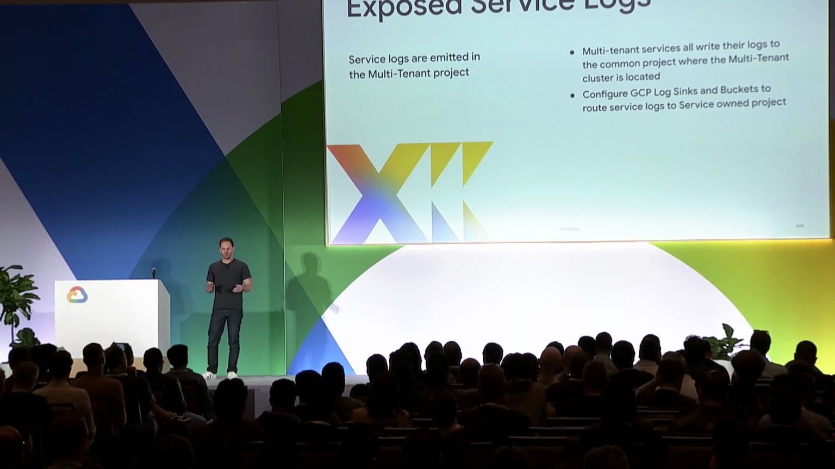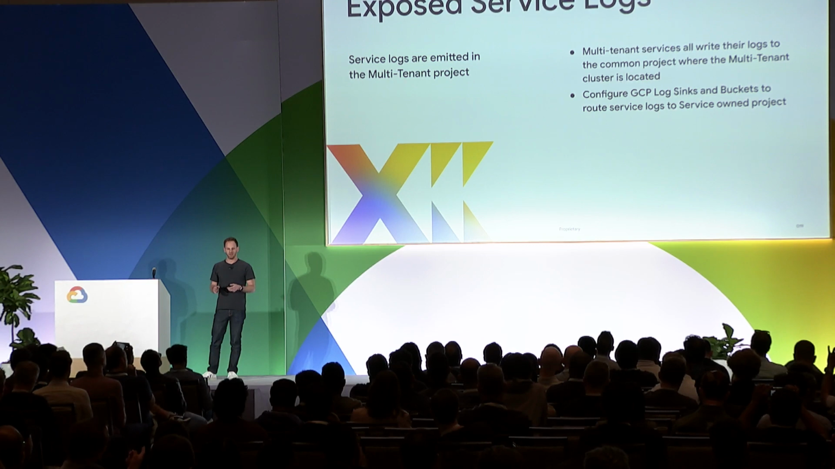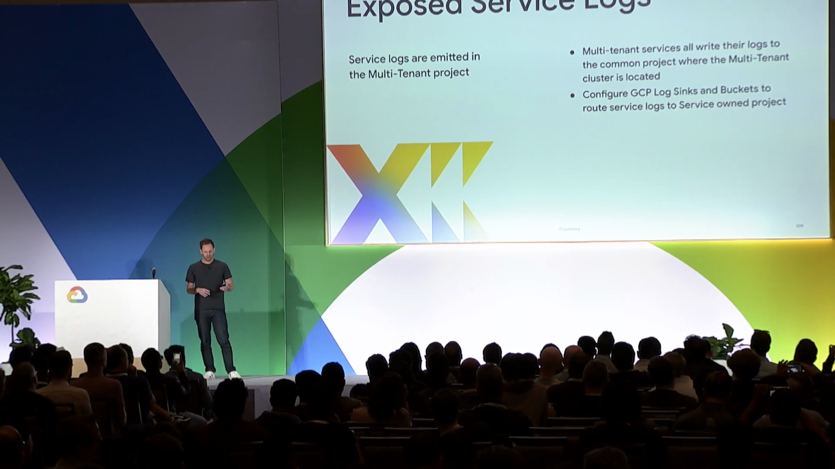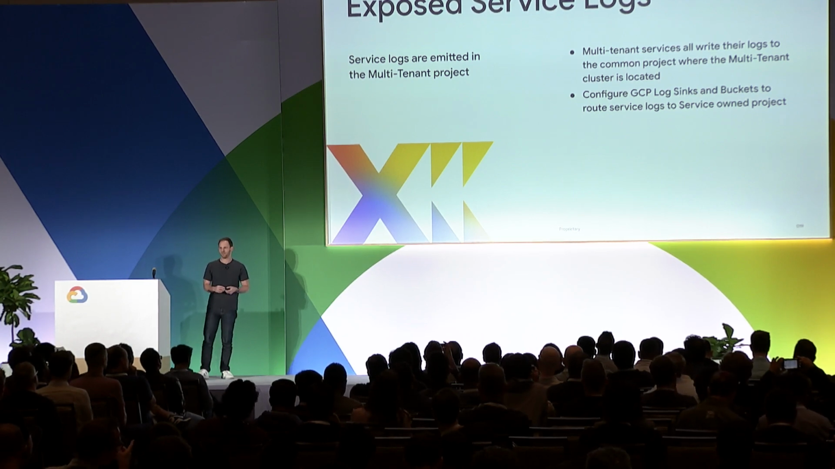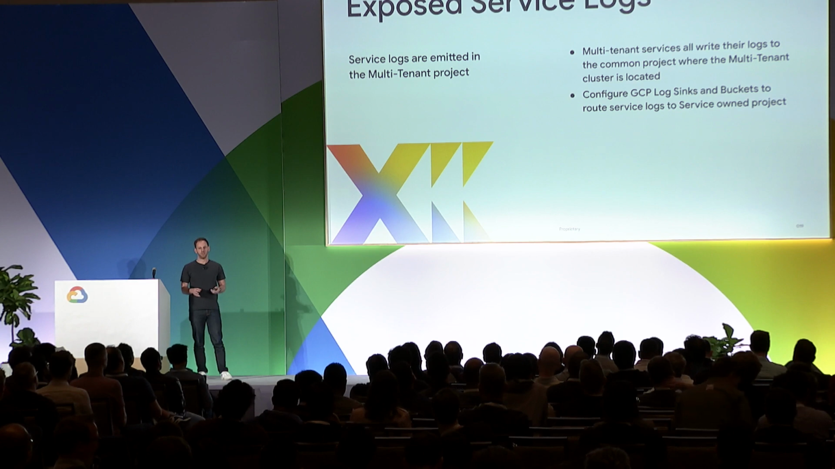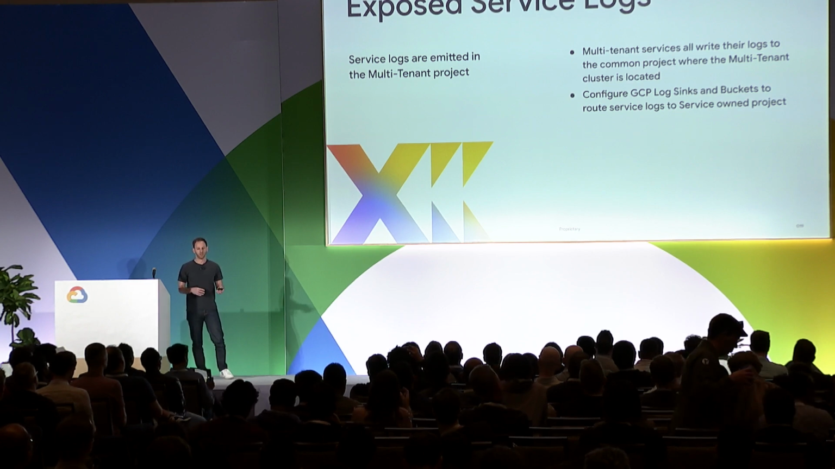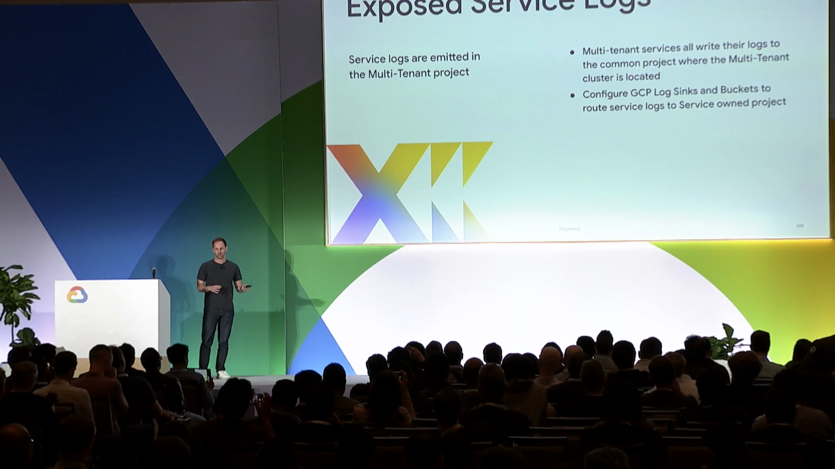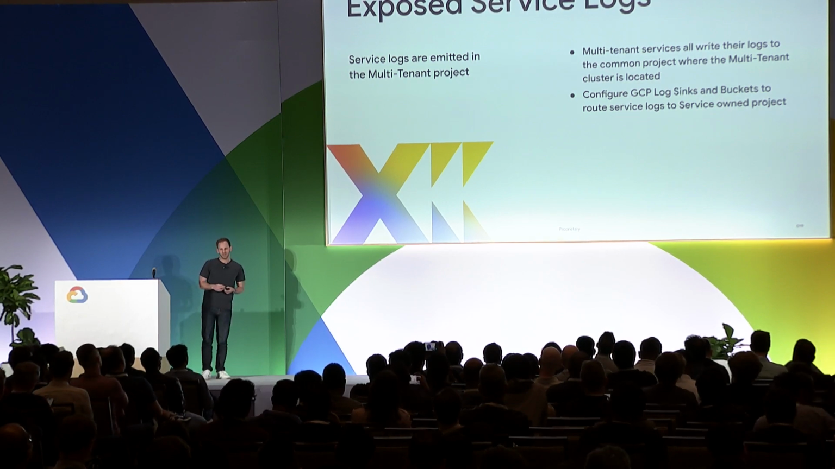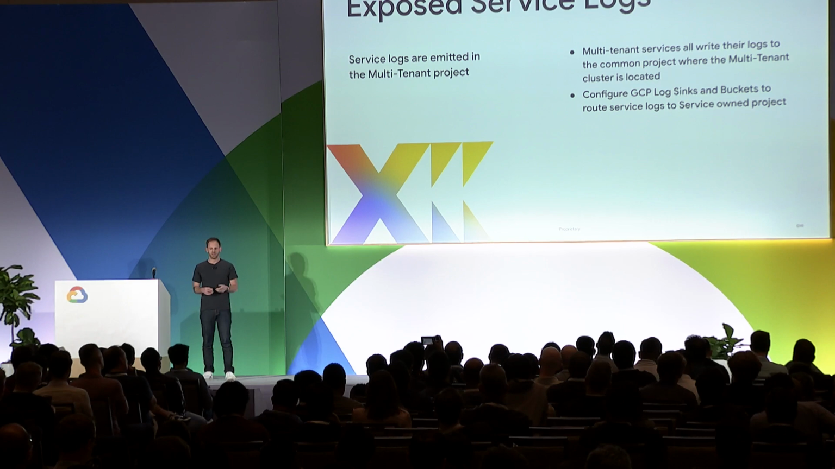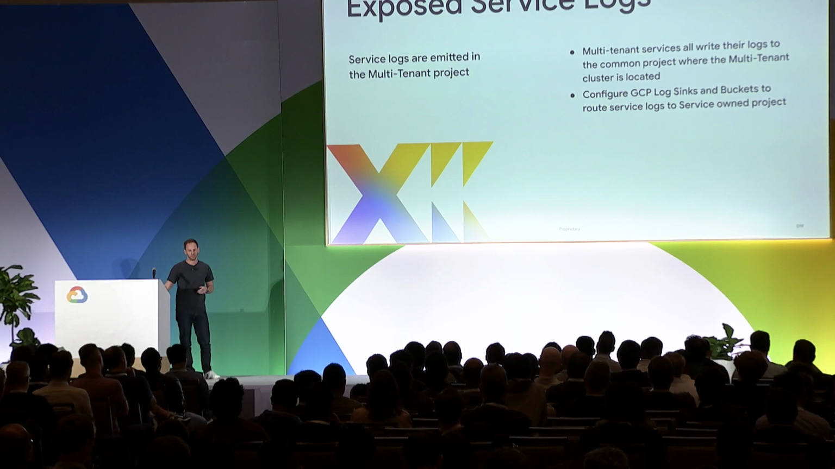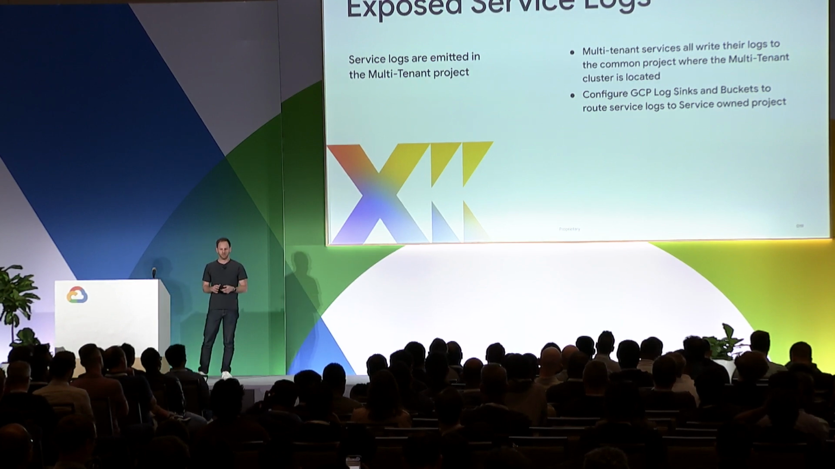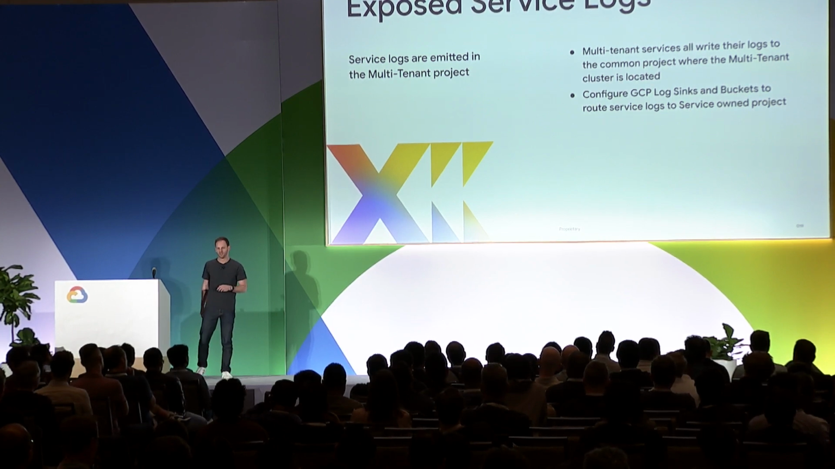It's not only about platform security, we also care about the isolation of our service logs. Service logs are emitted in shared cluster projects without per-tenant isolation. To address this, we configure GCP log sinks and buckets to route logs to service-owned GCP projects, ensuring per-tenant isolation. This means that each service's logs are ingested directly to respective service-owned projects, preventing unauthorized access to logs from other service owners. This configuration of GCP log sinks and buckets all happens automatically when a service onboards to a shared cluster.